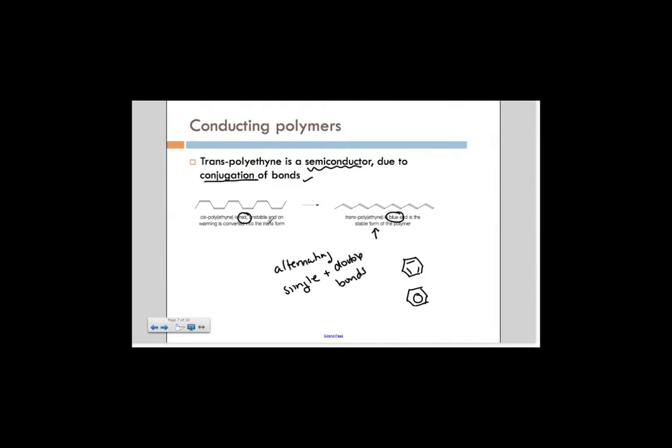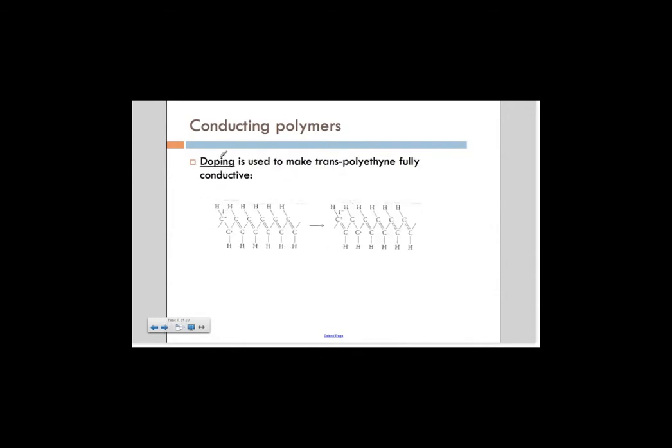So that's what makes it a semiconductor. Now, we want it to be a conductor. And so the way you do that is by removing just one electron from the system. And the way you can do that is using a process called doping. The doping agent that you can use here is iodine.